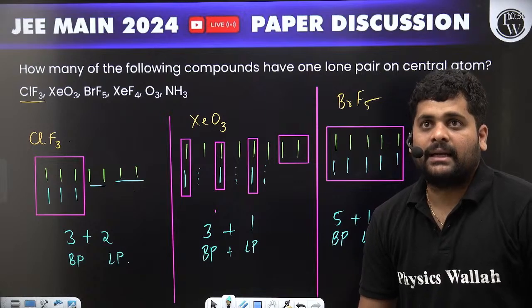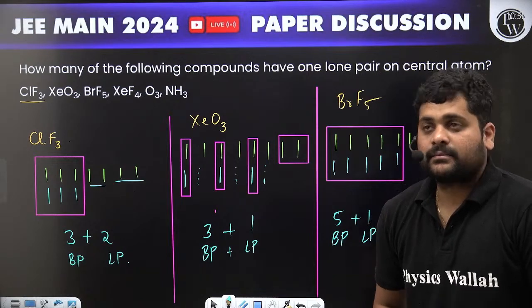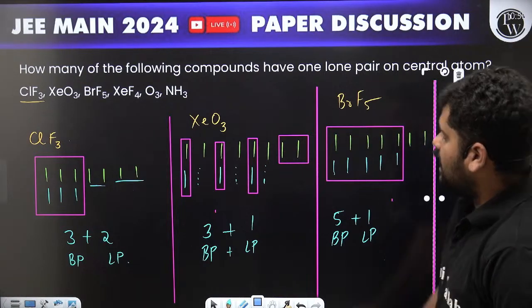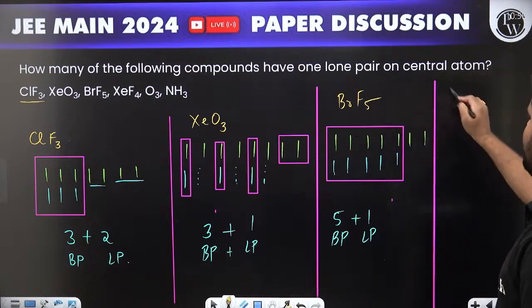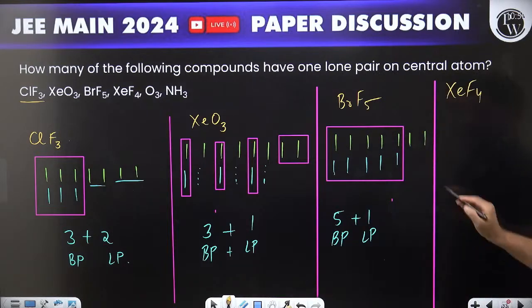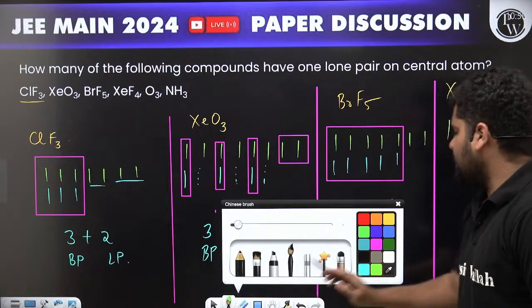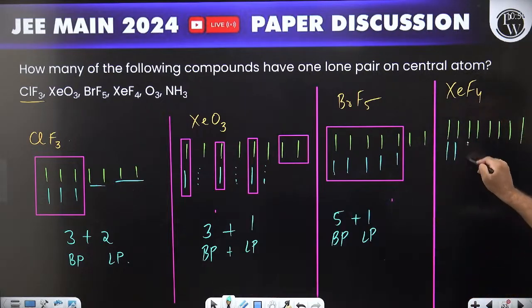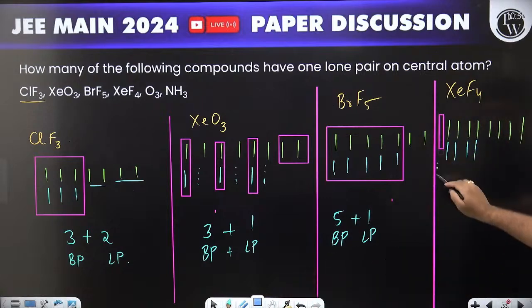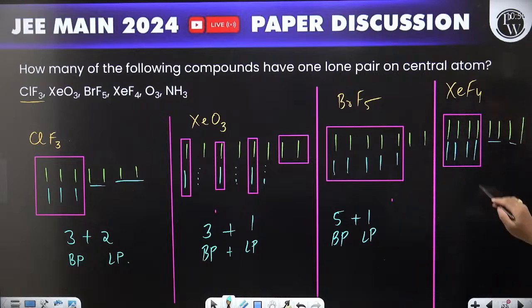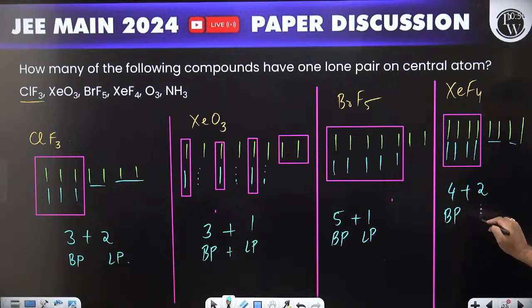Okay, right. Now moving on to the next one. After BrF5, we have XeF4. Similar way, you can find this. Xenon has 8 outer electrons: 1, 2, 3, 4, 5, 6, 7, 8. 4 fluorine atoms, 4 bonds. The number of bond pairs are 4 over here, followed by the number of lone pairs, which are 2. So this is going to be a 4 plus 2 arrangement: 4 bond pairs plus 2 lone pairs.